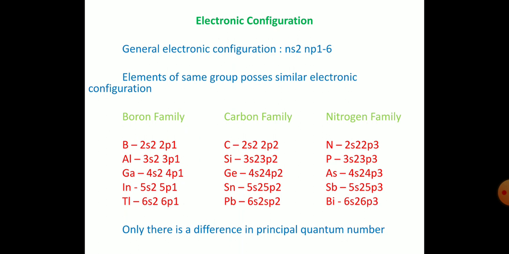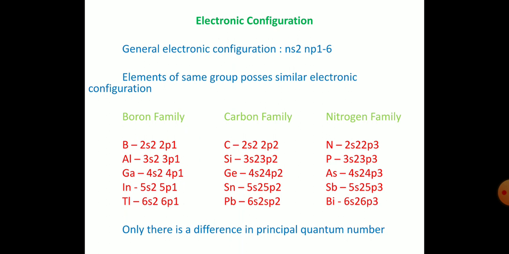So the general electronic configuration is ns2 np1-6, which means in the s orbital permanently two electrons will be there. Whatever element it is from the P block, it will have two electrons in the s orbital. Only there is a variation in the number of electrons in the p orbital. So what is their general electronic configuration? Their general electronic configuration is ns2 np1-6.